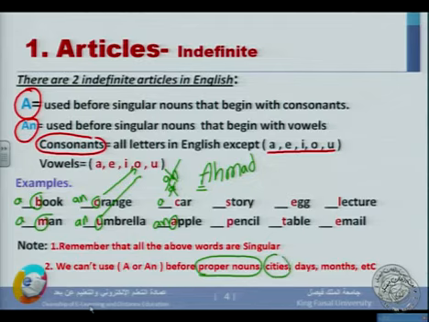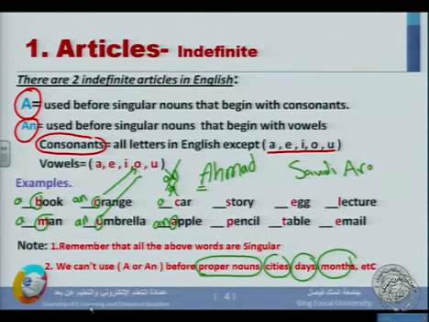أيضا أسماء المدن والأيام والأشهر والبلاد, مثلا Saudi Arabia. We can't use a with Saudi Arabia. It's impossible. It's incorrect. Okay?